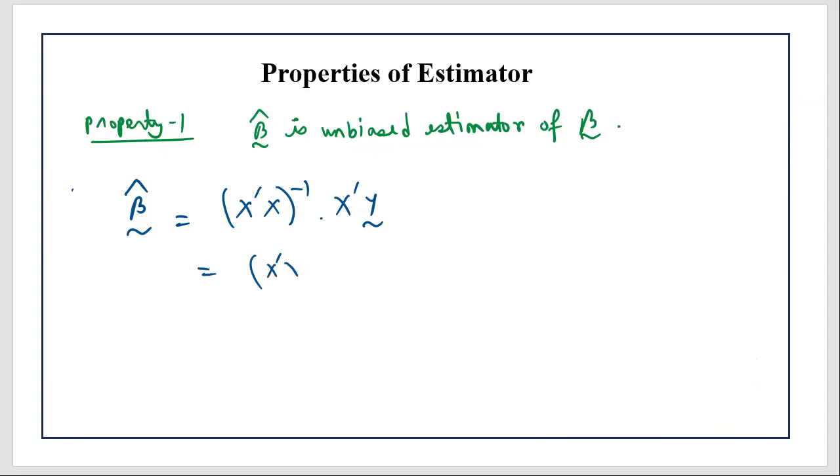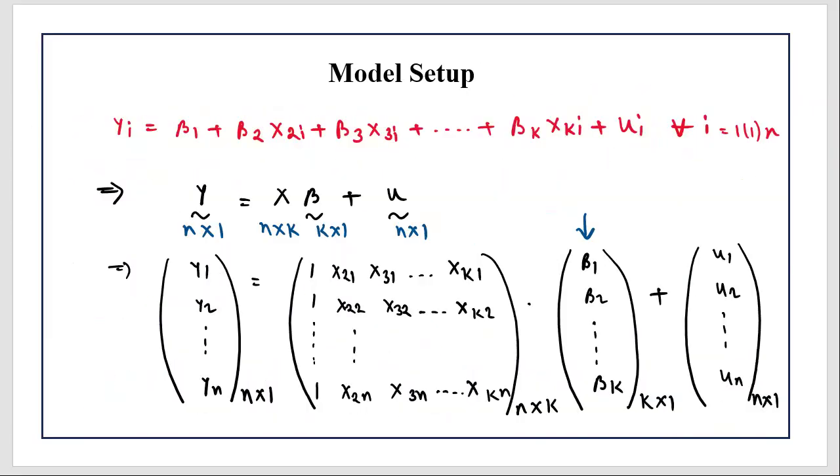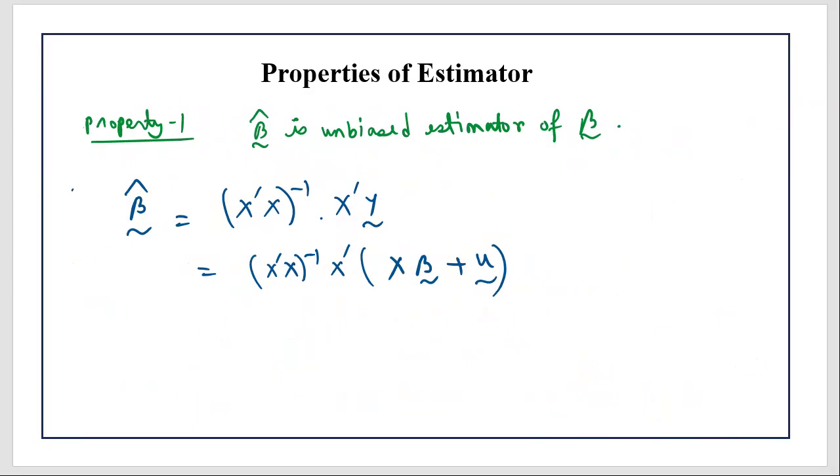Now, instead of this Y, put the value from the original model. Remember, Y is what? If I go back, Y is X beta plus u. So that is what you will replace here. Instead of Y, replace this and then take the multiplication. So (X prime X) inverse X prime X beta will be the first term, and then you have (X prime X) inverse X prime u. This is what you have.